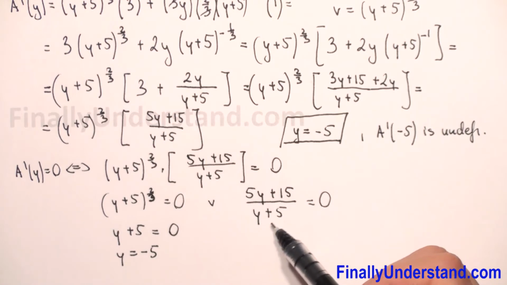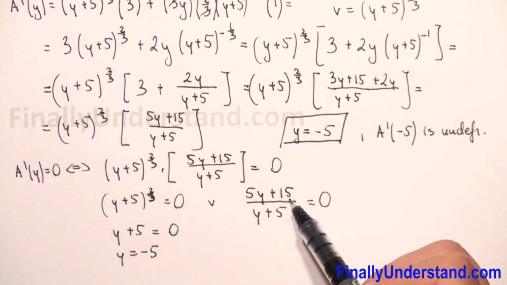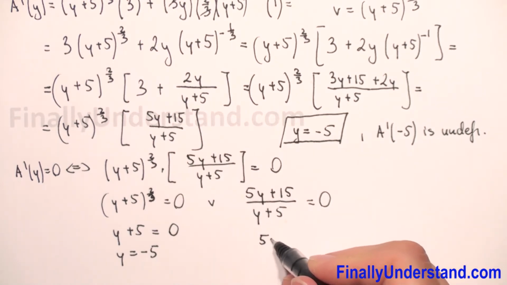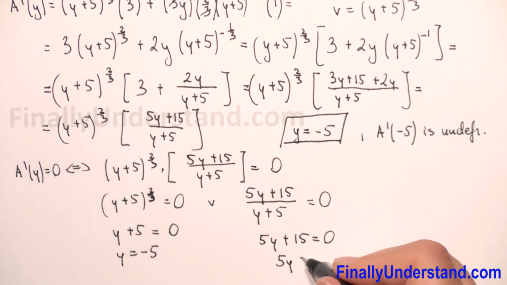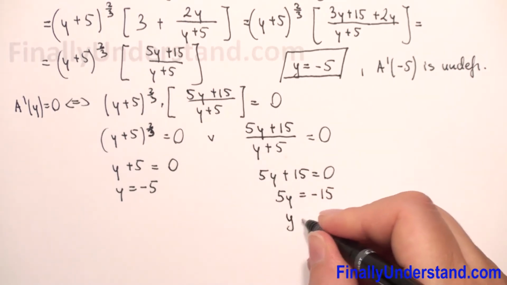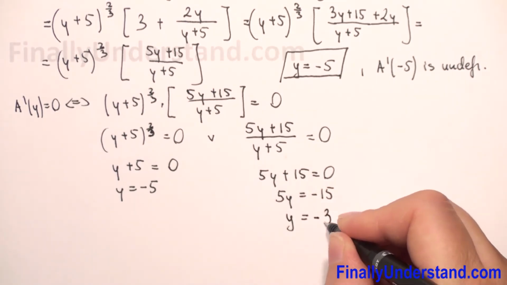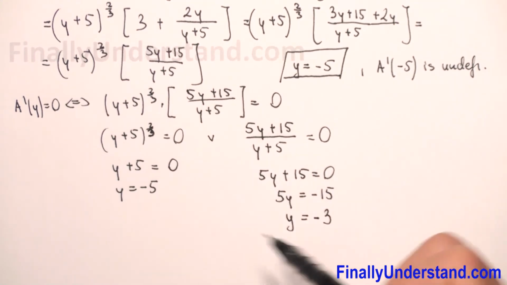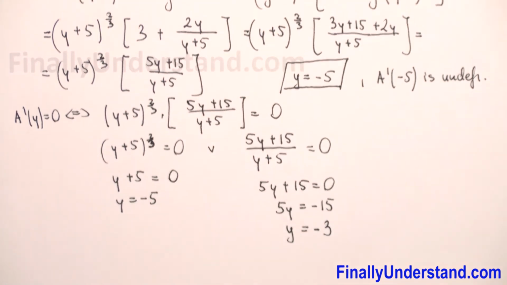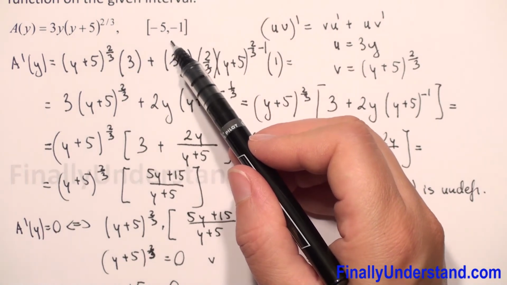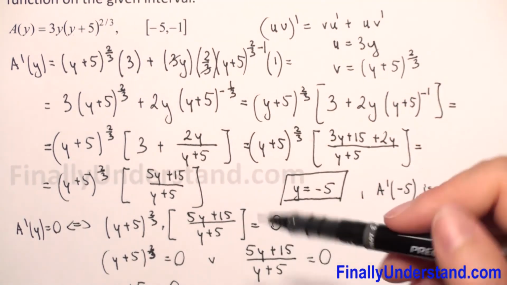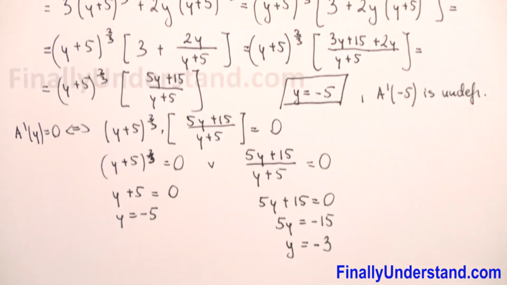And the second, because we have division here, the numerator cannot be 0, so we have to compare only numerator. 5y plus 15 equals 0. So 5y equals negative 15. Now I will divide both sides by 5. So we have y equals negative 3. So we got two values. Now we have to check if these values belong to domain of our function. Negative 5 belongs and negative 3. Negative 5 belongs and negative 3 too.